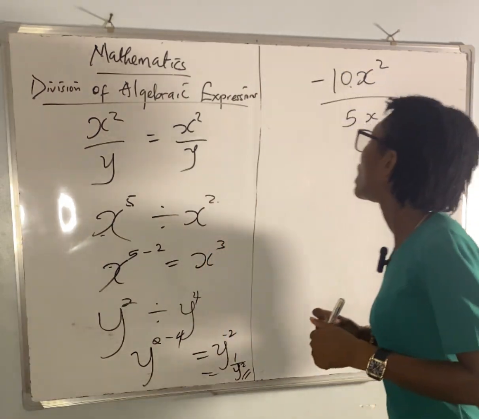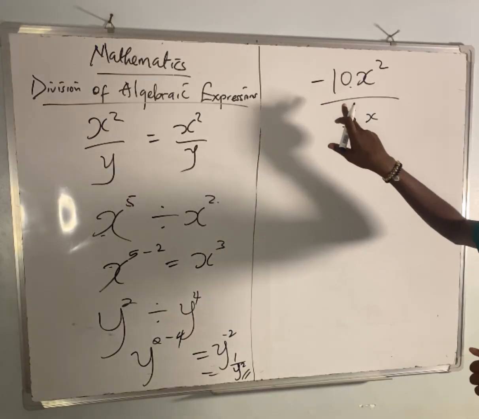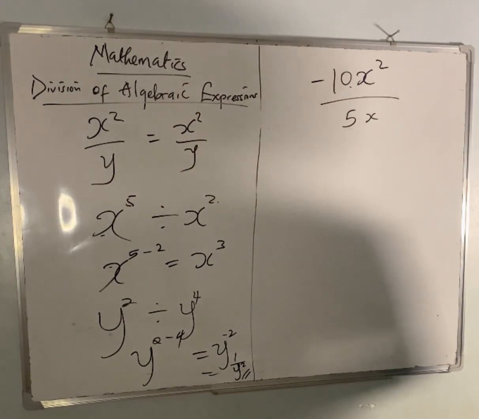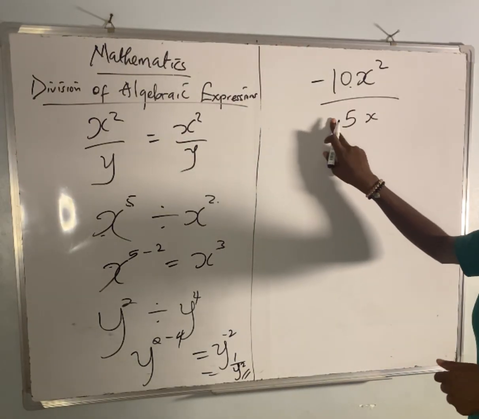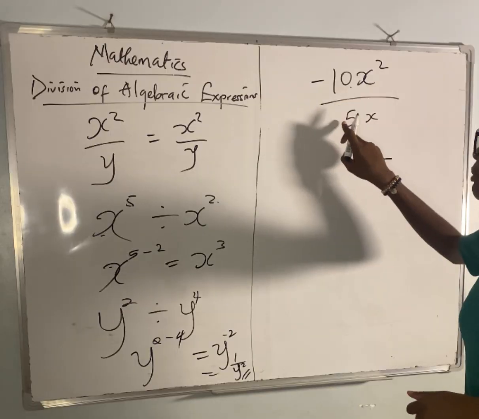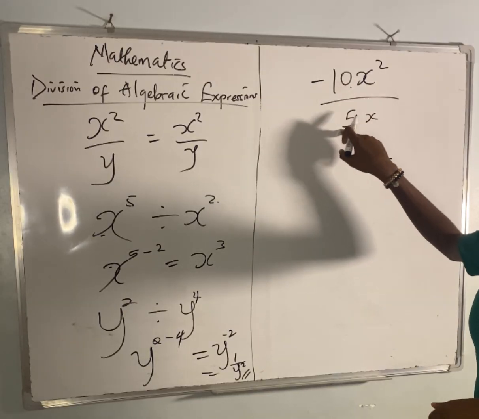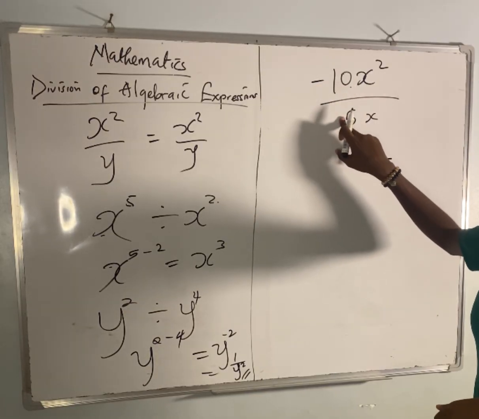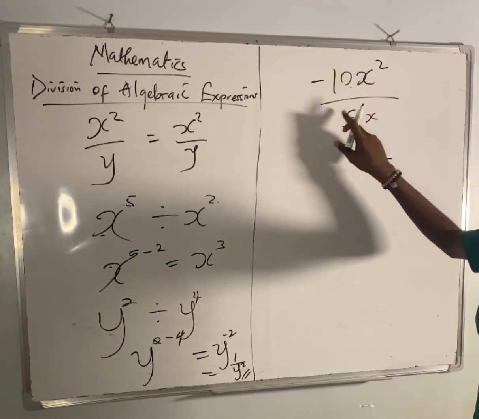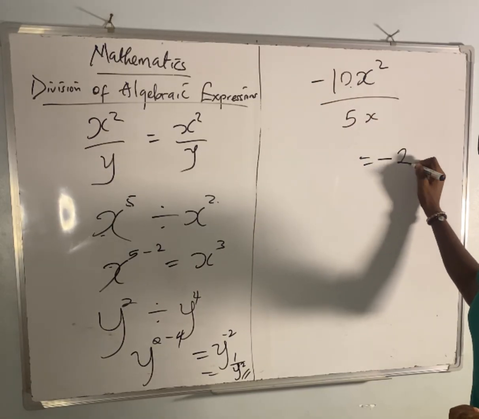Now, this is it. We have minus divided by plus, because like I said, when there is no sign, that means it is positive. So minus divided by plus gives us minus, so we have minus for this. Now, 10 divided by 5, numbers will divide numbers. What is common up and down is 5. 5 can cancel this and this, so we are left with 2.